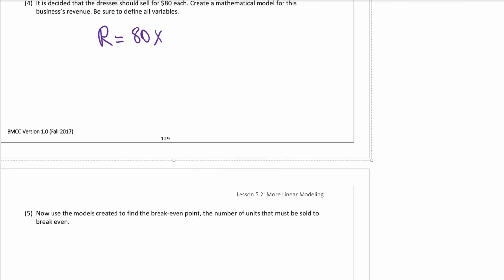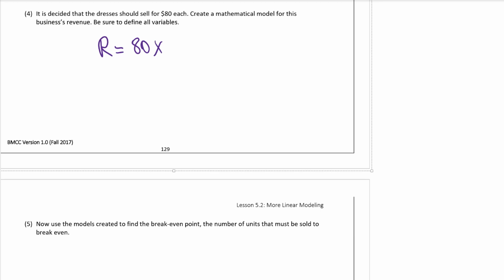All right, and now the last question in this lesson: use the models created to find a break-even point, the number of units that must be sold to break even. Break even means that the revenue, the money that you get in, has to be equal to the cost to you. The amount that you spend should be equal to the amount of money that you collect. When these two are equal, you break even. And from that point, you're going to be getting more and more money.